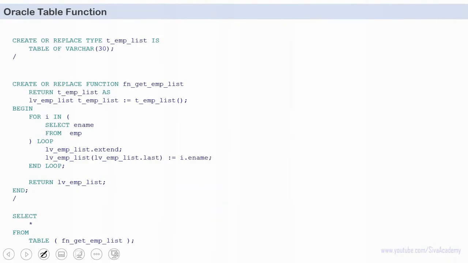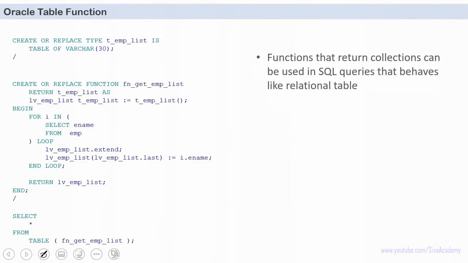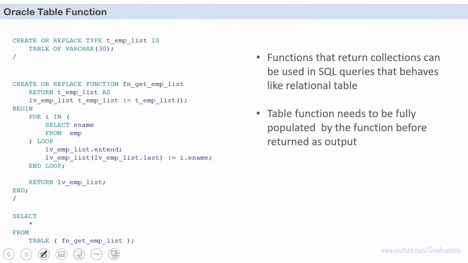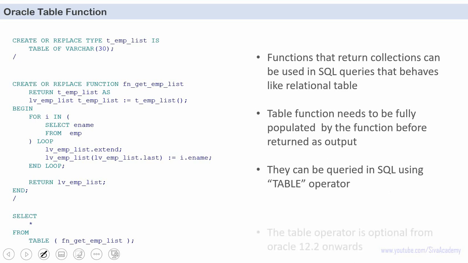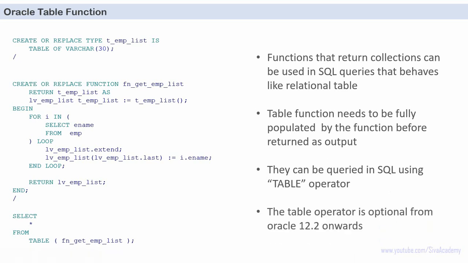Okay, so here are the key points we should note from an interview point of view. The first point is the function that returns the collection can be used in SQL queries as if it was a real relational table. The second point is that the function should populate all the data into the collection, and only then will the collection be returned to the calling function or calling select statement. The third point is we have to use the table operator if you are using a version less than or equal to 12.1, and from 12.2 it is optional.